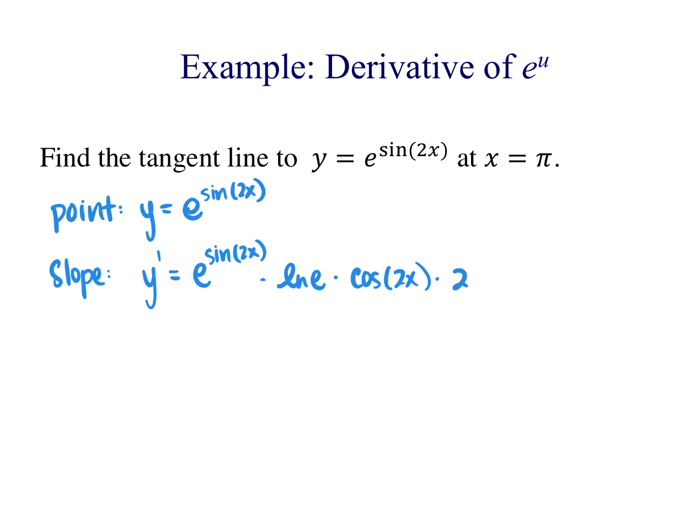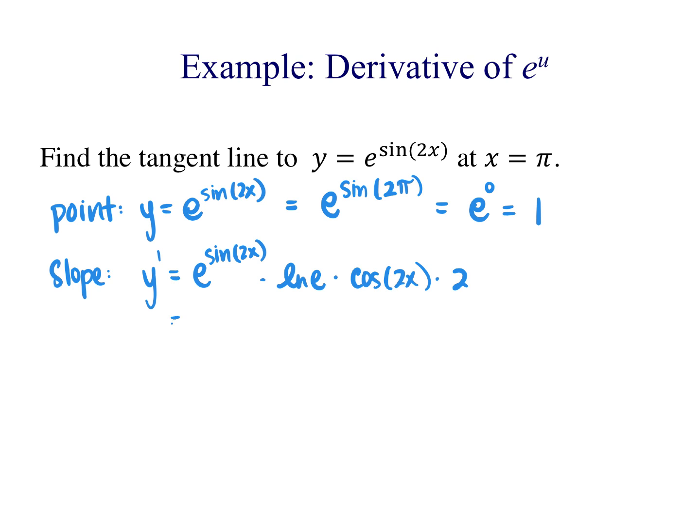So we have a point, we have a function to work with, and we have a derivative to work with. So we should be able to find our point value and our slope value. To find our point value, we'll go back to the y equals equation. I'll plug pi in there. That'll be e to the sine of 2, and then pi gets plugged in. All right, so what is the sine of 2 pi? It is 0. So this is e to the 0. Now, e to the 0 happens to be 1.